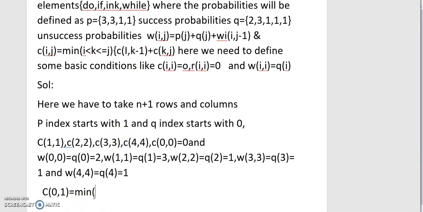this is the limits for this, 0 less than k, less than or equal to 1. That means 0 to 1 are the limitations here. After that C of I comma k minus 1, that is C of 0 comma k minus 1 means 0, k value 1, right? K minus 1 means 1 minus 1, 0.